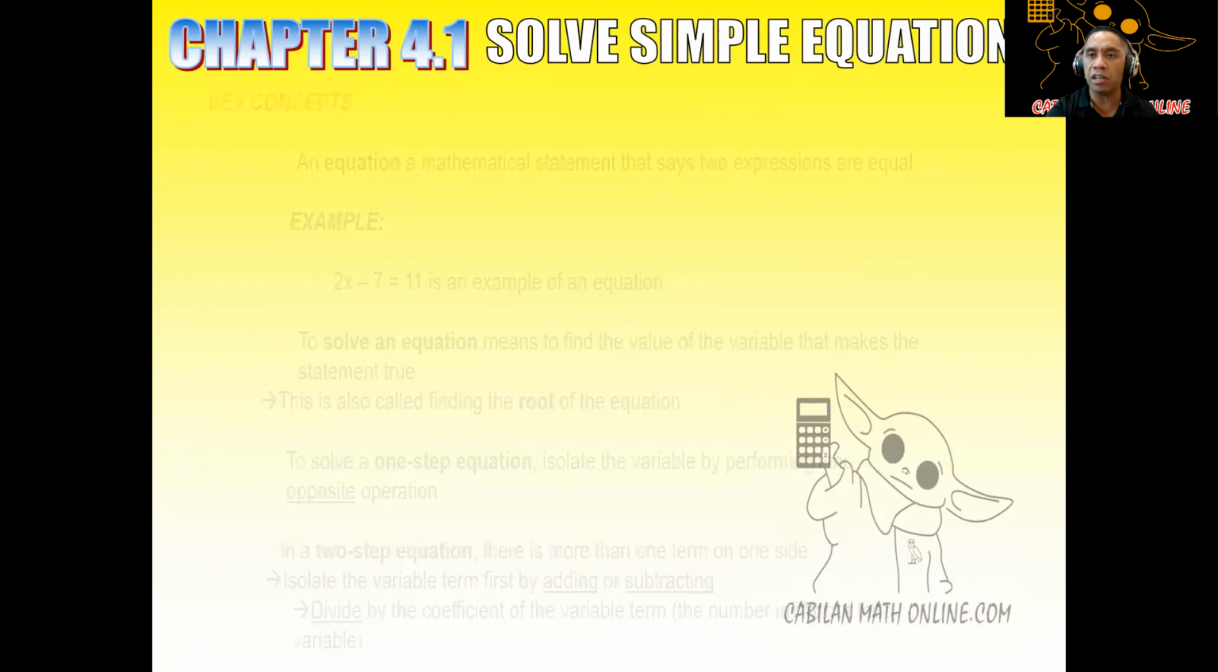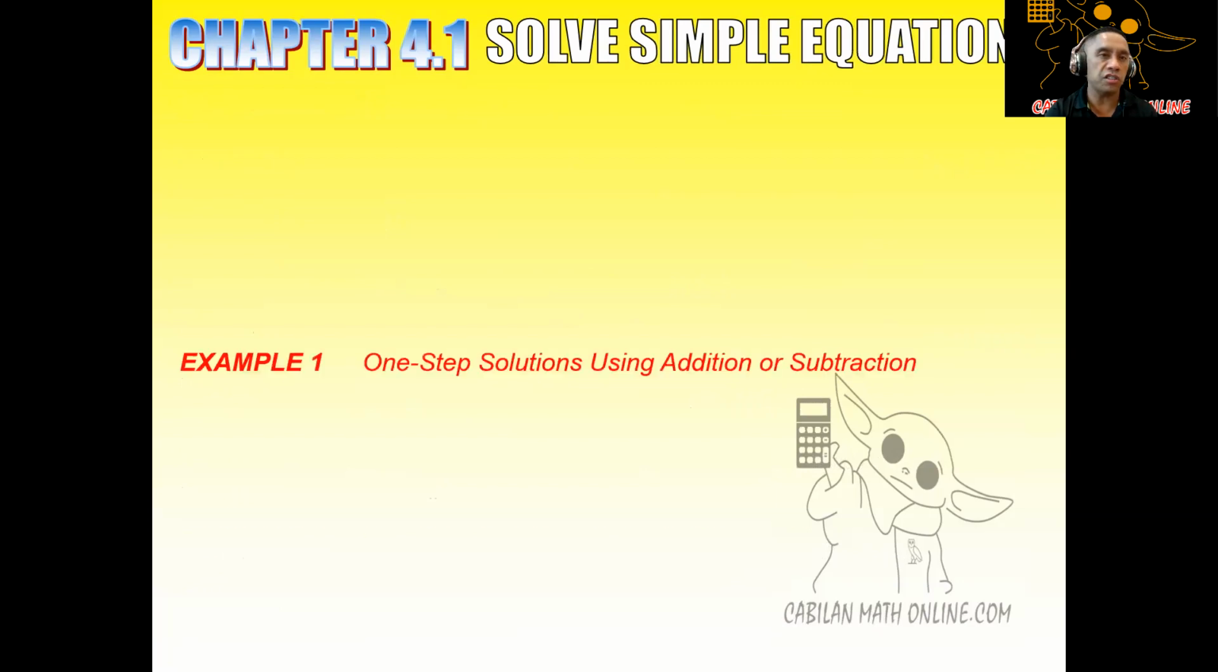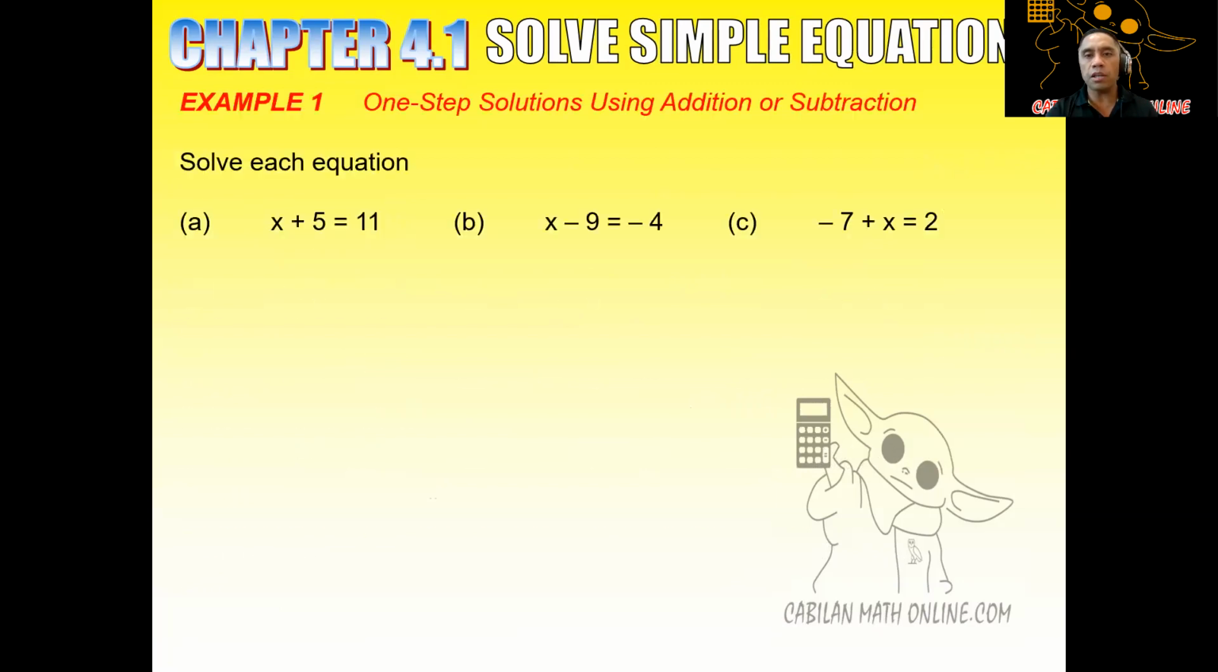But the first thing we need to do is start off with the basics and then use the basics to look at harder questions. So the first type of question we're going to look at is what happens when we add or subtract a number in order to isolate a variable.